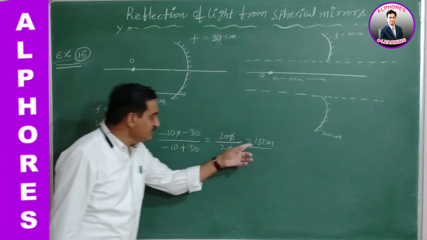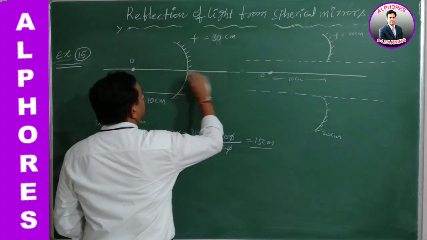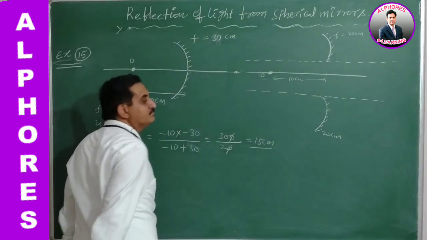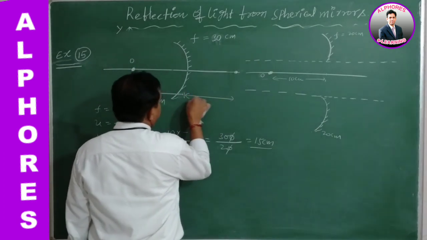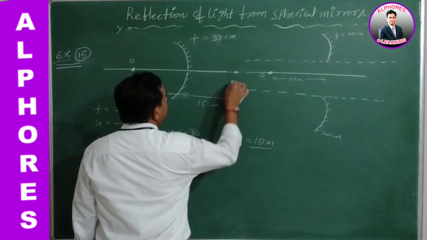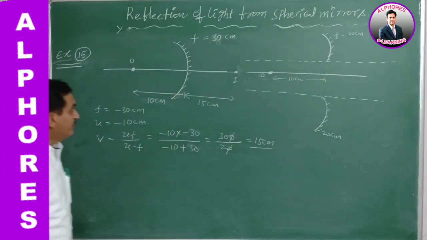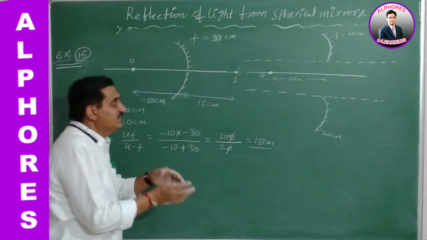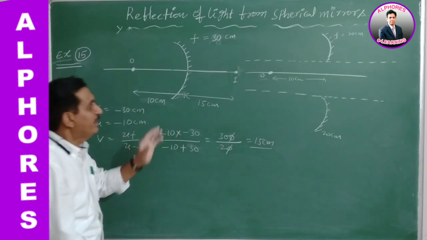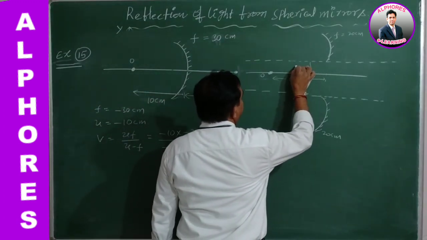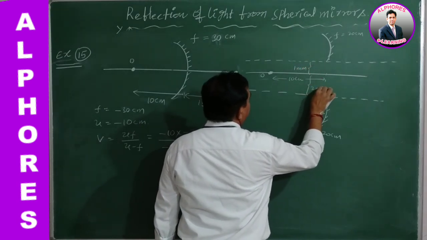So 15 positive means it is giving a virtual image. See, a virtual image is found at a distance of 15 centimeters. Here it is 15 centimeters. The image is virtual. So very clear. So whenever this mirror is cut into two equal parts, they are moved away from each other in such a way that one part is moved by 1 millimeter from the original position and the other part is moved by 2 millimeters from the original position.